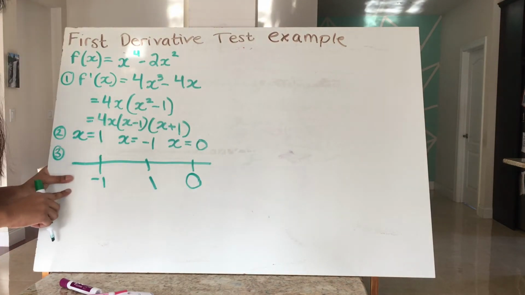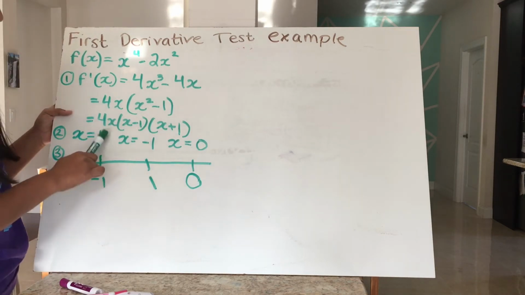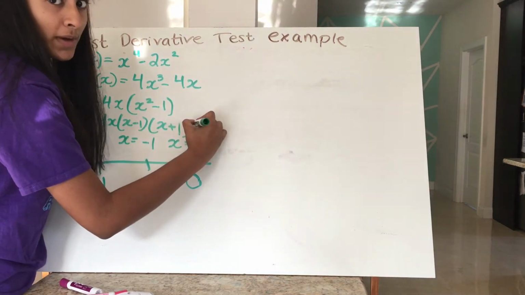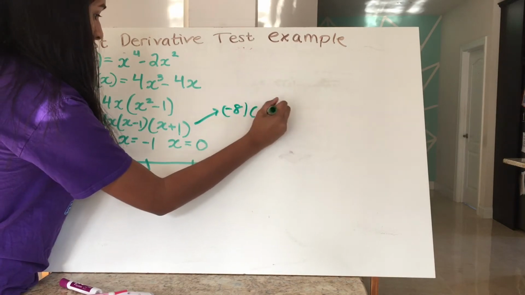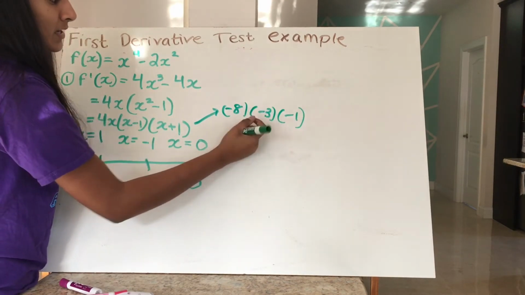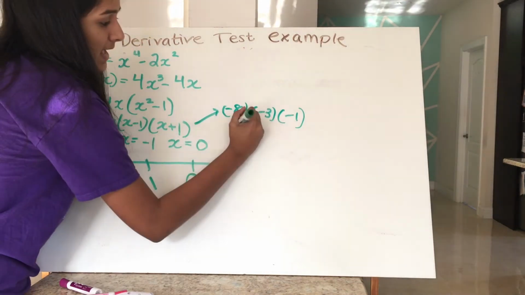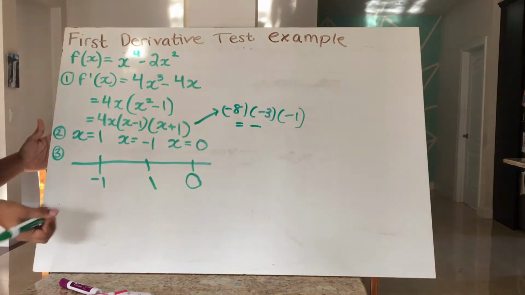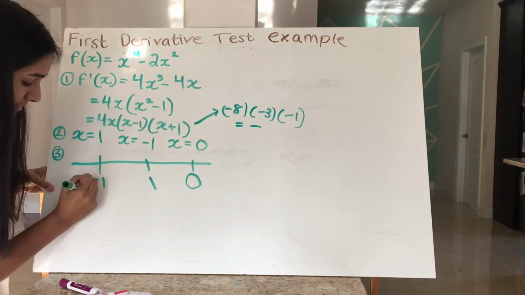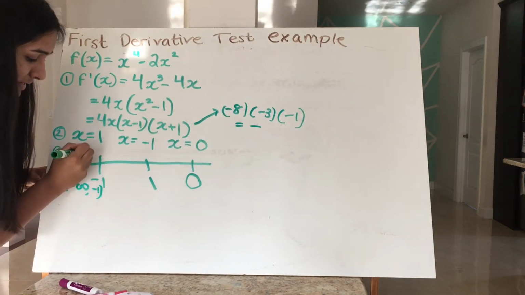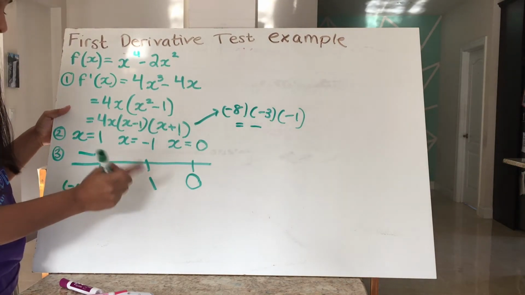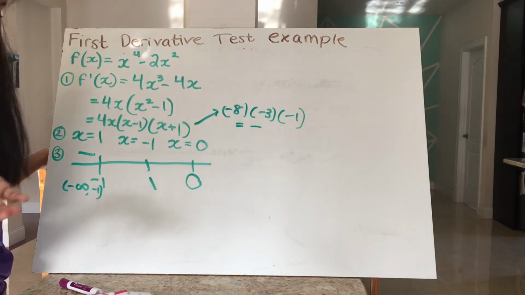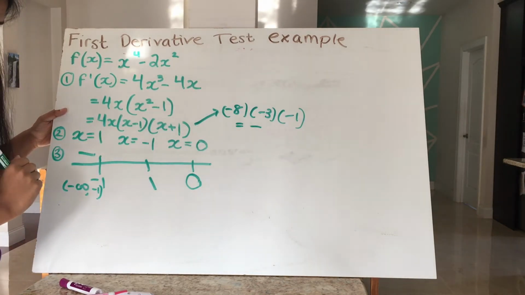So for this one, if we plug in, say, negative 2, I'm just going to do it as an example, but I won't be doing it for all of them. It'd be negative 8 times negative 3 times negative 1. So negative, negative, negative makes a negative. So from negative infinity to negative 1 would be negative. So you just draw the sign above here. So from negative 1 to 1, we need to plug in, say, 0.